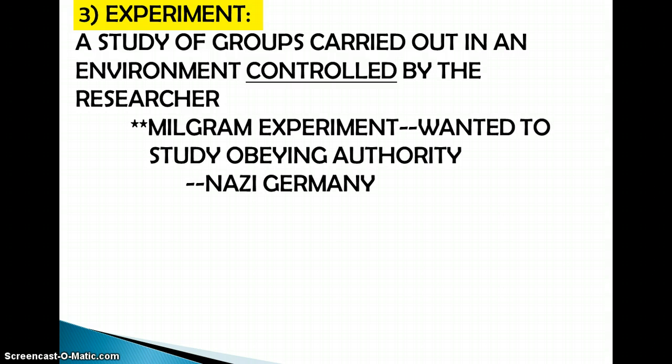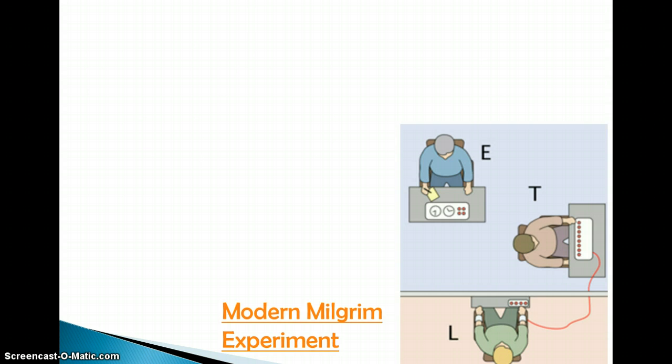My example of an experiment is the Milgram Experiment. And Stanley Milgram, after World War II, was very curious why Nazi soldiers, Nazi military personnel would obey authority, even when they knew the orders that they were supposed to follow through with were completely wrong and irrational and just inhumane. And so he wanted to study why people obeyed authority.